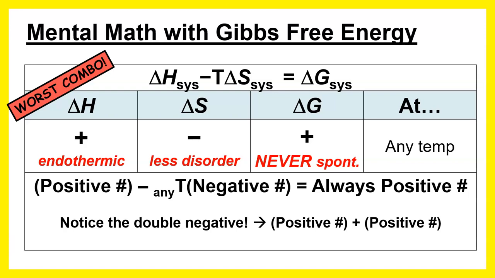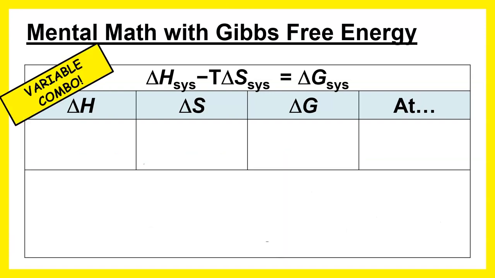That leaves us with a few combinations that are what I call variable. These combinations are going to depend on the temperature that the reaction is occurring at. These are the ones that can be a little bit trickier. So, for example, let's say we have an endothermic reaction. That's not favorable. That's not good. But we do have an increase in entropy. There is a possibility for delta G to end up negative.